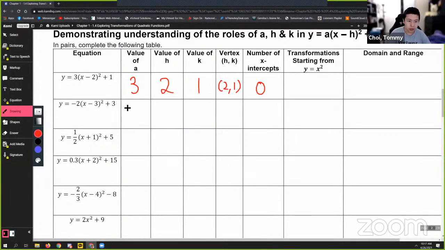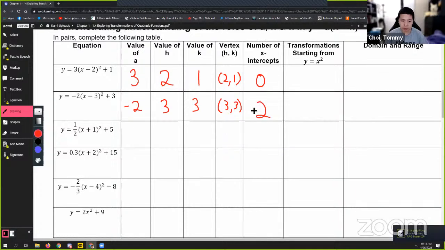So the second one here, I'm just going to go through 2 more with you. a is -2, h is 3, k is 3, which gives us the vertex, and it opens down, which means there should be 2 x-intercepts. So the a value being negative means it opens down and it's thinner, right? The h and k values tell us the vertex, and then that can help us figure out how many x-intercepts there are. And then we can continue onwards from there.